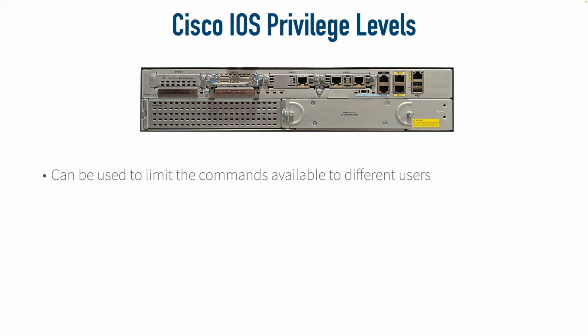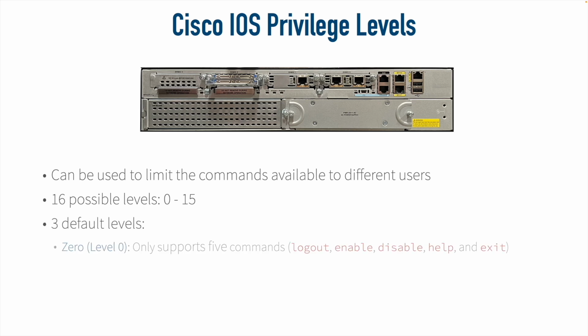Specifically, we have 16 different privilege levels that we can assign commands to, and those are numbered in the range of 0 through 15. There are 3 of these that we have by default, and if we want, we can populate the other privilege levels. First, we have level 0. This only supports 5 commands. There's not much we can do here except go to a different privilege level, get some basic help, or exit.